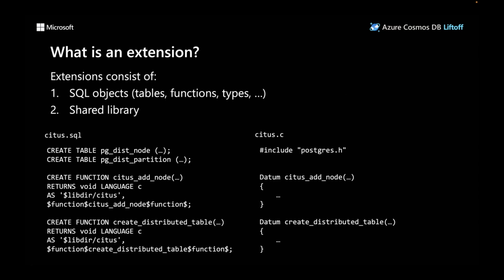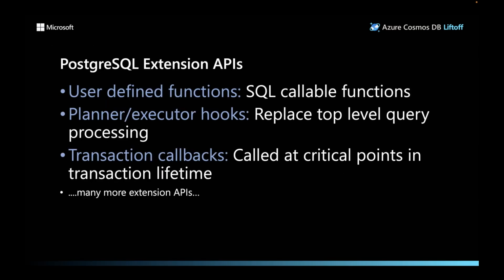So on the left-hand side, you see the objects, for example, that Citus creates. So there are some tables, some functions, and some other things, but you can have any SQL object. And then on the right-hand side, you see the C code that actually runs in the shared library and is loaded into Postgres when these functions are called. And this is how Postgres makes extensions work.